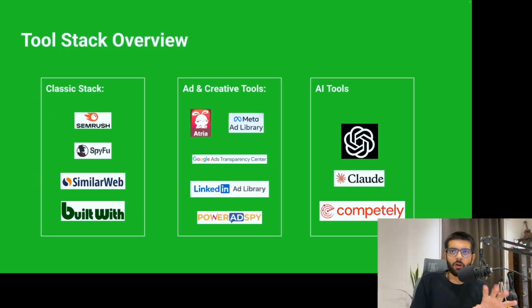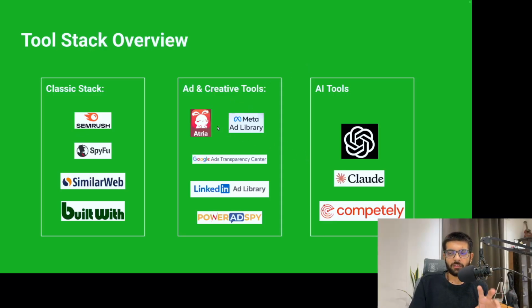So this is the tool stack overview. The classic tools: SEMrush, SpyFu, Similarweb, BuiltWith, etc. Ad and creative tools. My favorite, that you will see with that little rabbit over there, Triatria. Meta Ads Library, Google Ads Transparency Center. There is also a tool called Power Ad Spy. I have used it in the past, but lately I have not been using it that much.